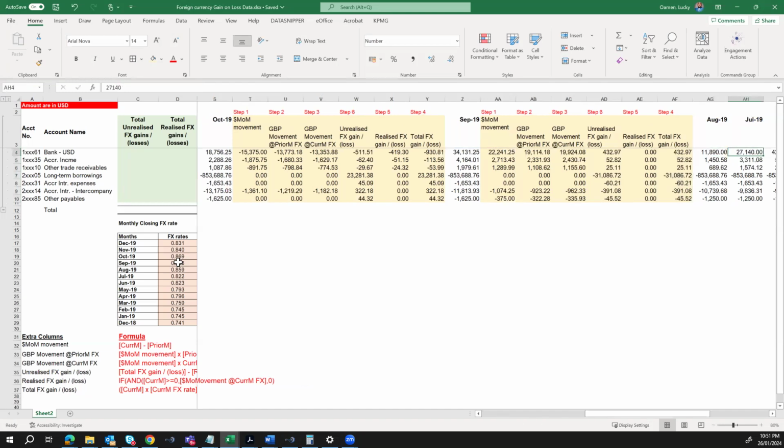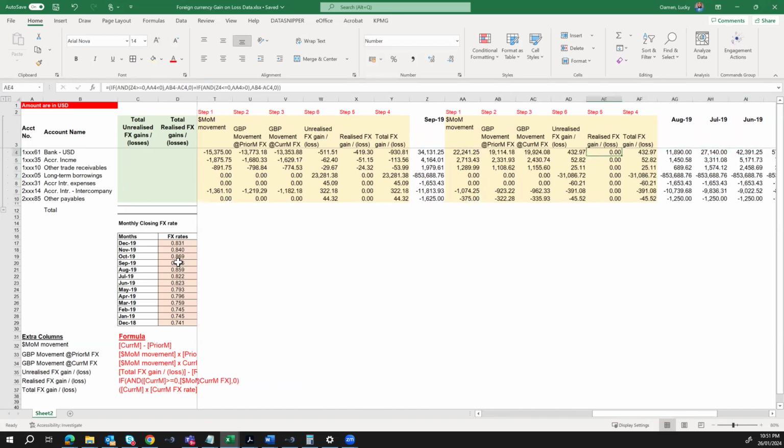So you can see that for the bank balance, we've not had a realized gain or loss, because our balance was lesser in August and now higher in September. So that shouldn't give rise to a realized gain or loss, but an unrealized portion of it, which also forms the total FX gain or loss reported in your P&L for this particular account balance.